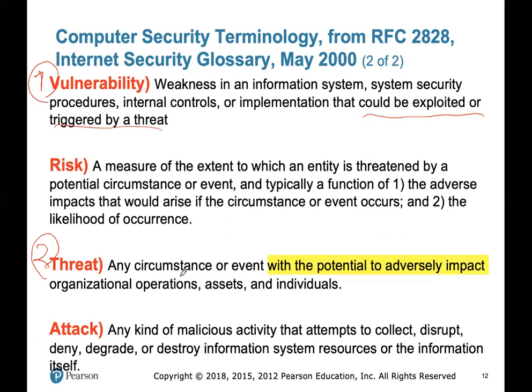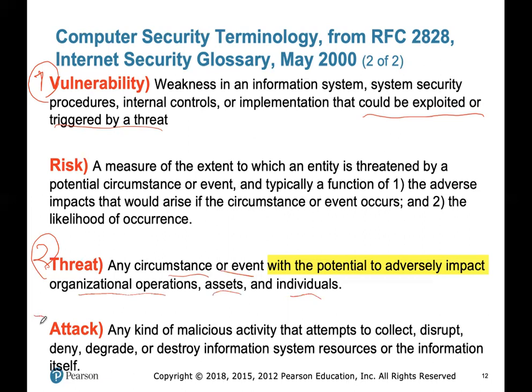Any circumstance or event with the potential to adversely impact our system, including organizational operations, assets, and individuals. When we say our system, we talk about organizational operations, assets, and individuals.